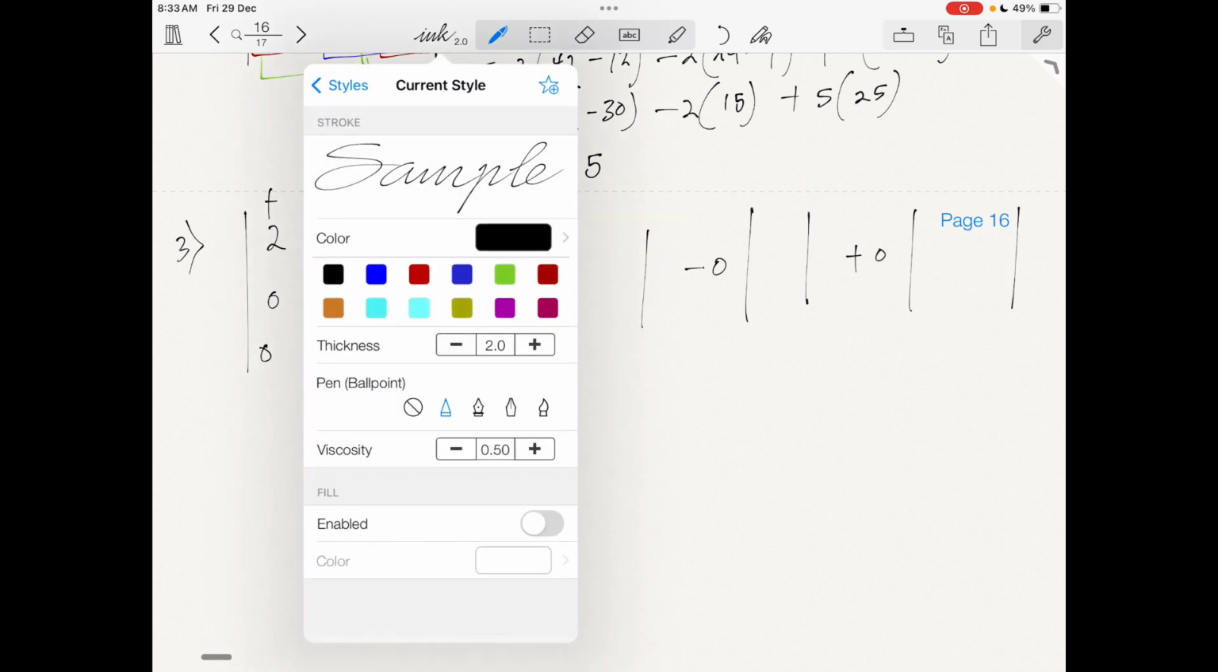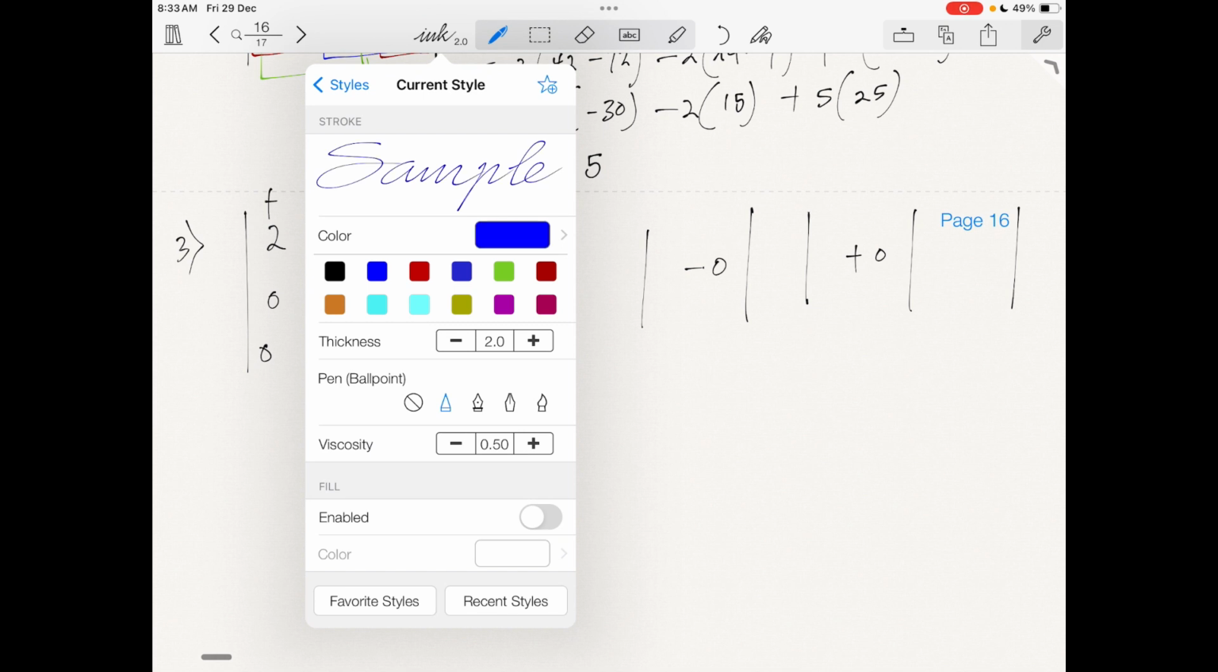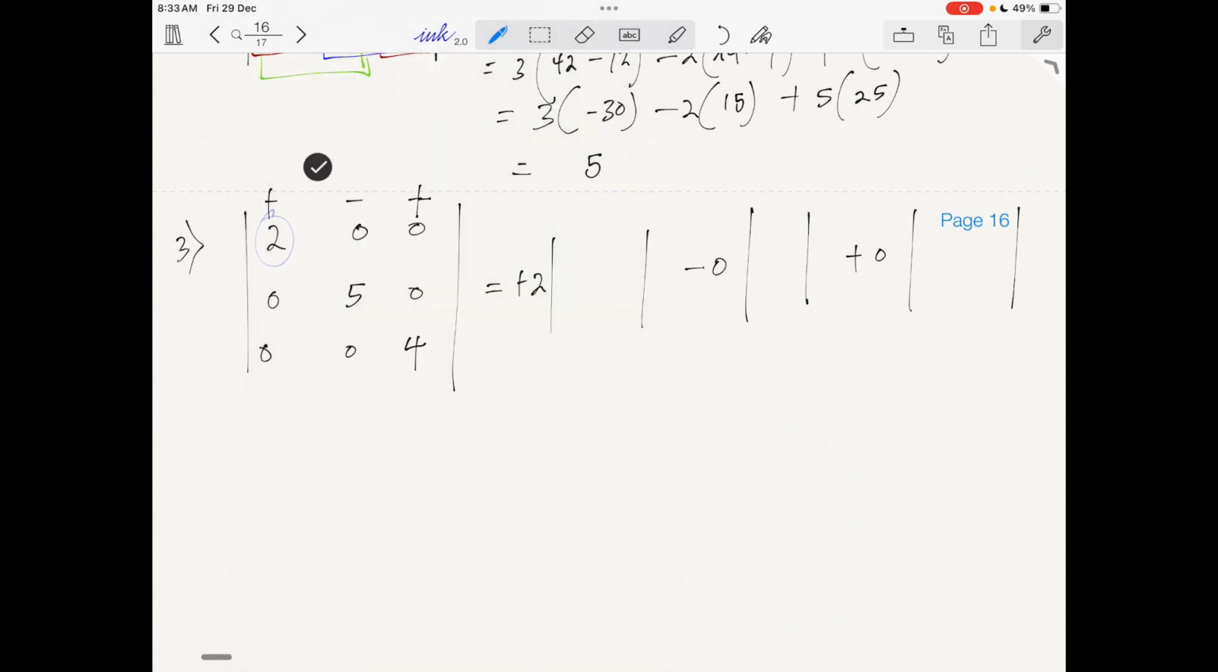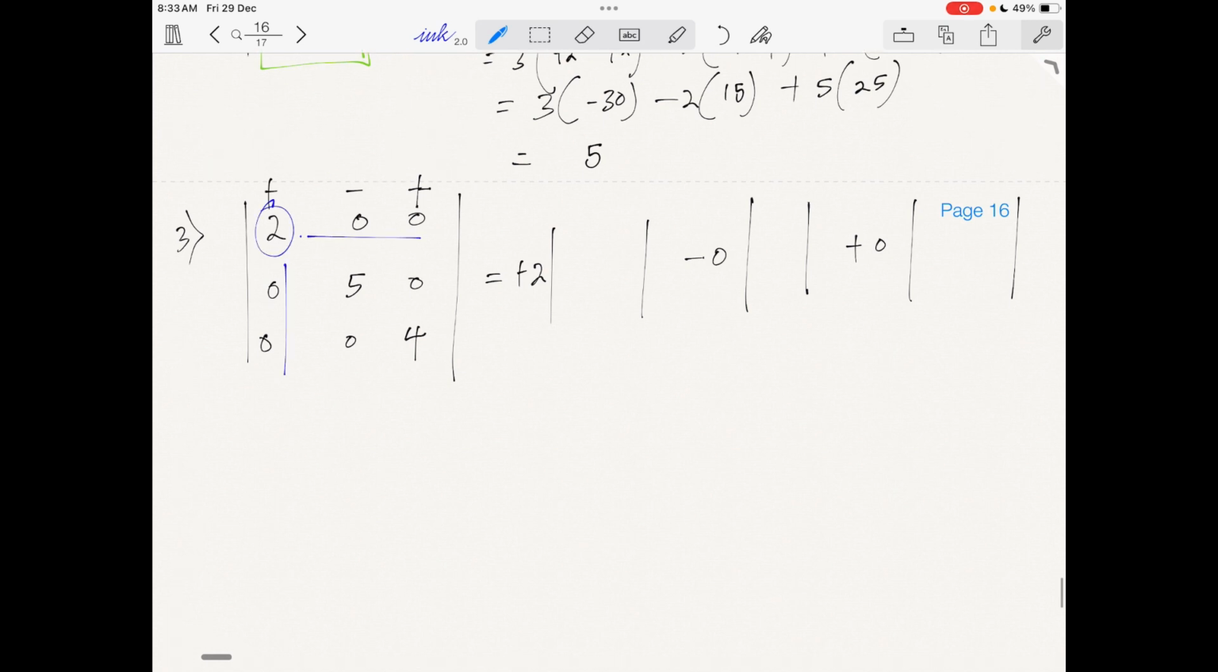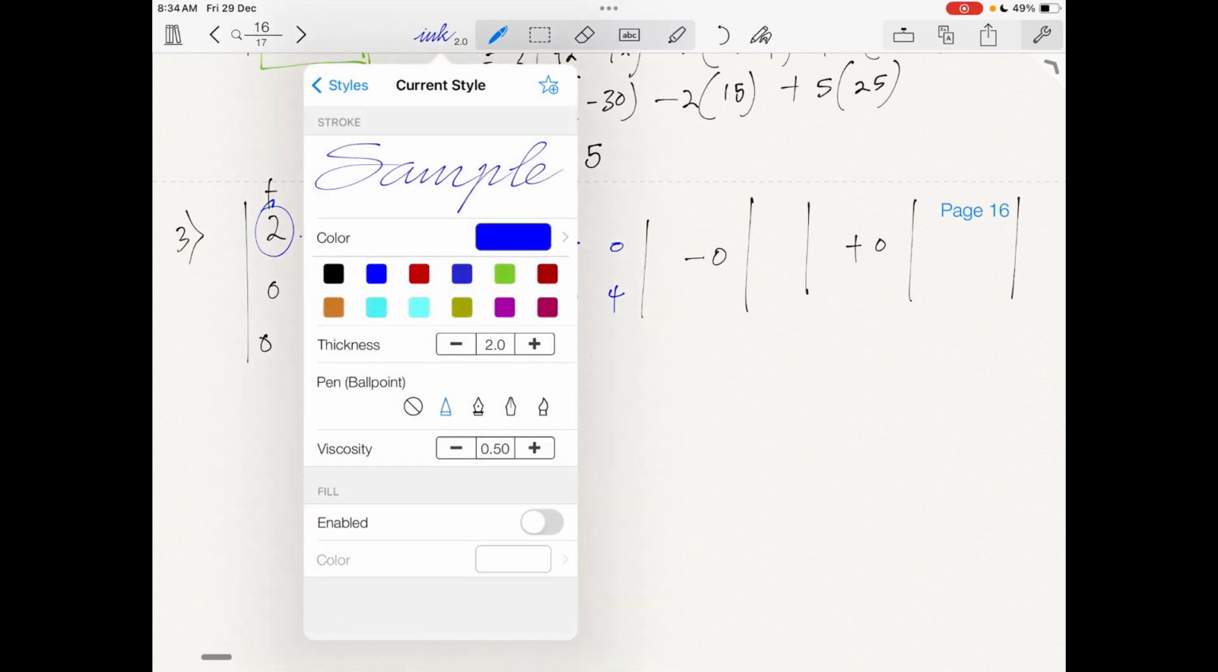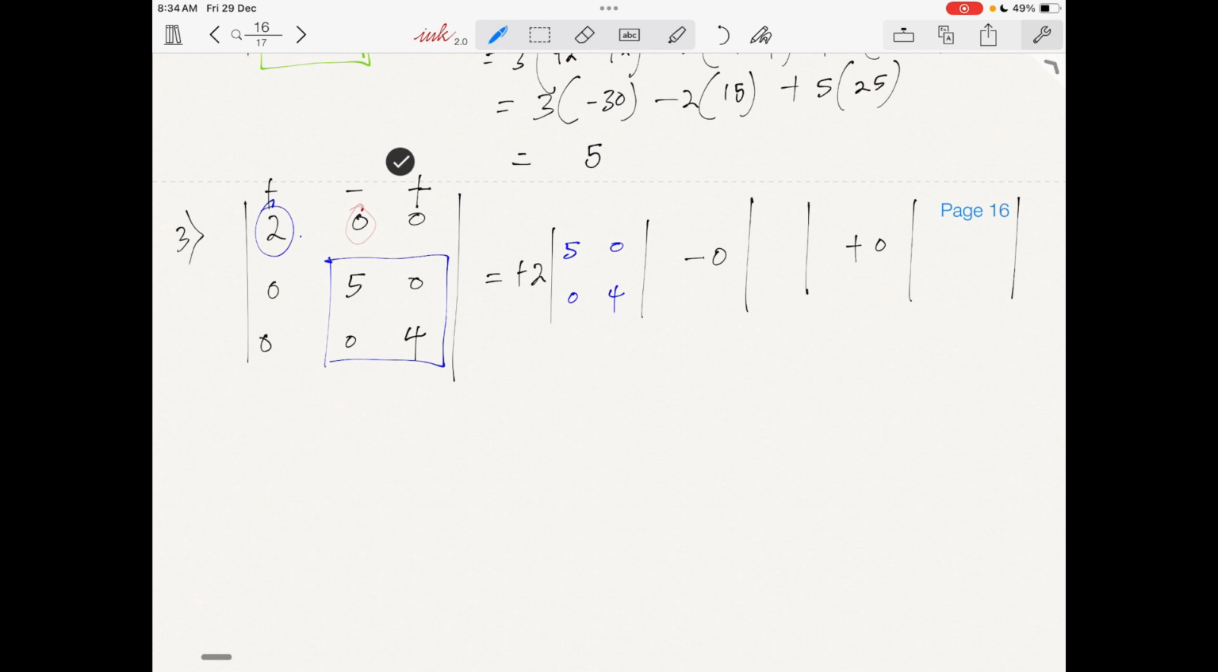Now we can start with plus 2. When we consider the horizontal values connecting to it and the vertical values connecting to it, we realize that all we are left with is 5, 0, 0, 4. And when we look at minus 0, we consider the two values, horizontal and vertical. Then we realize that we are left with 0, 0, 0, 4.